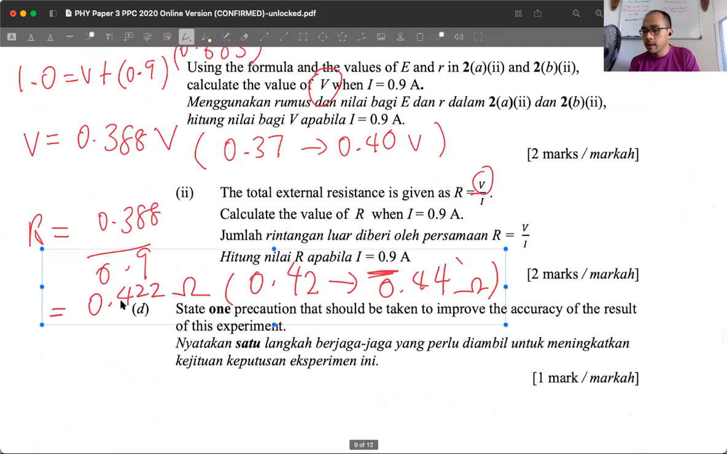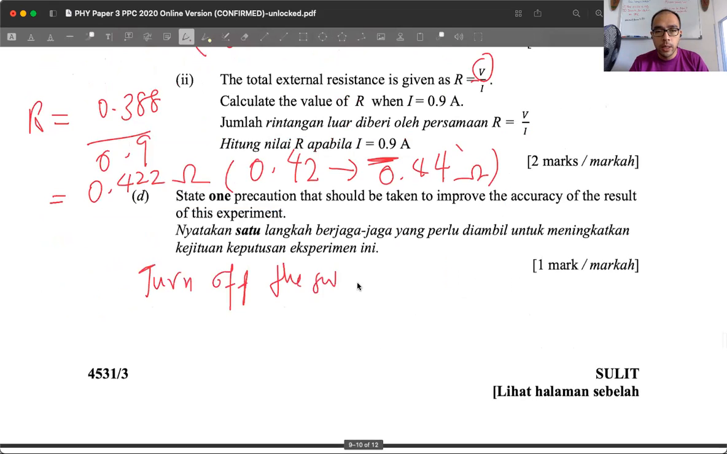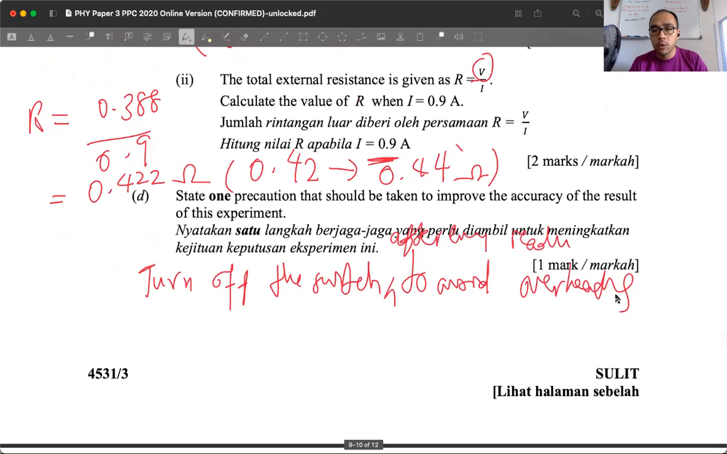As I said, paper 3 gave me one of the biggest headaches. State one precaution that should be taken to improve the experiment. The standard precaution for electricity is to switch off, turn off the switch, to avoid overheating. Turn off the switch after every reading to avoid overheating, that's the standard one.